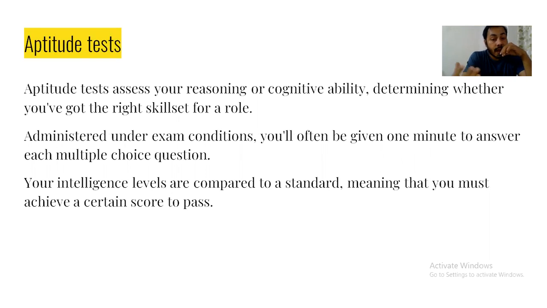Your intelligence levels are compared to a standard, meaning that you must achieve a certain score to pass. Like in most universities, they keep it at 40. If you get 40 or more, then you have passed. Sometimes they consider 45 as the threshold value also.